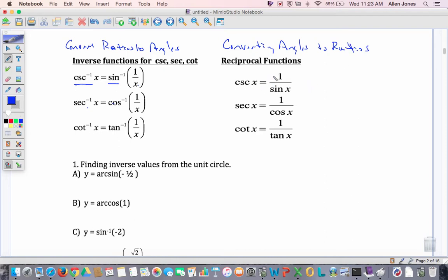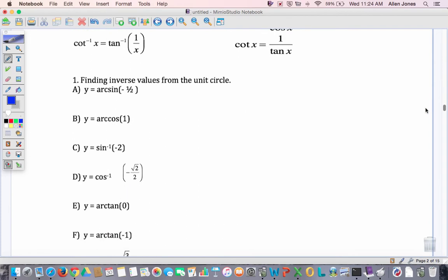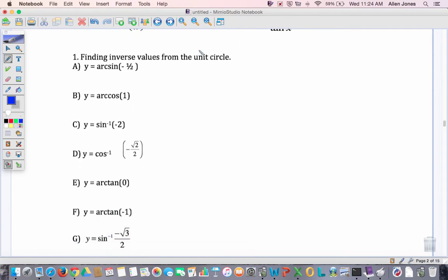And we've had these basic ones. We want to find the cosecant of 80, it's 1 divided by the sine of 80. Secant of 50 is 1 divided by the cosine of 50, and so on. Okay, so we have to remember those conversions as well as putting our calculator between degree and radian mode. There's several examples here to get us started.